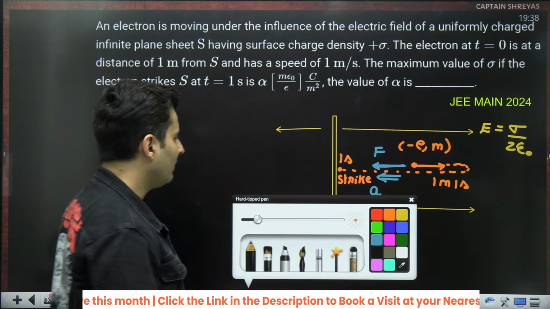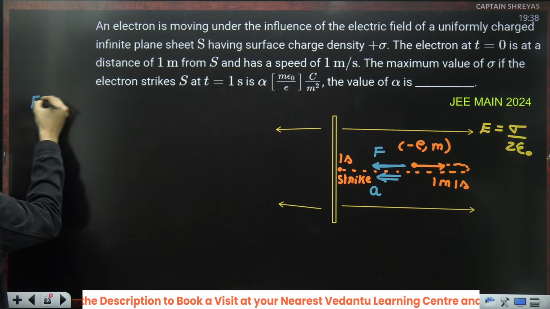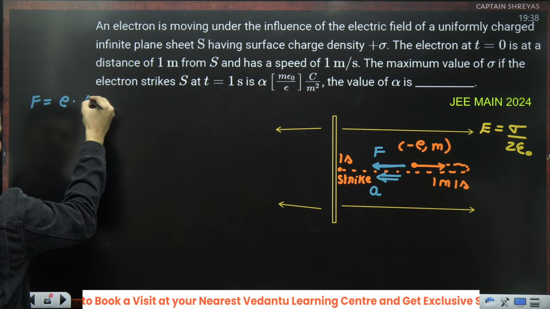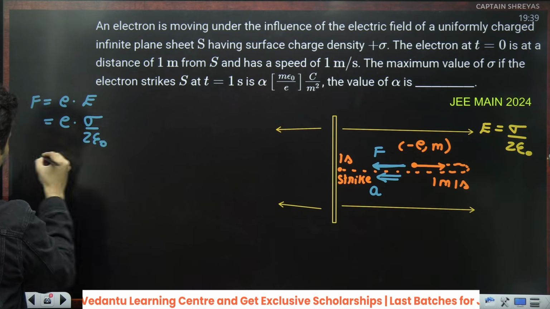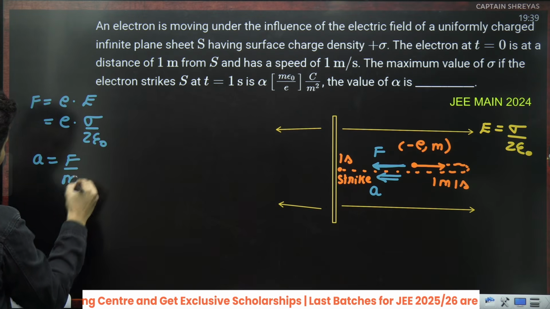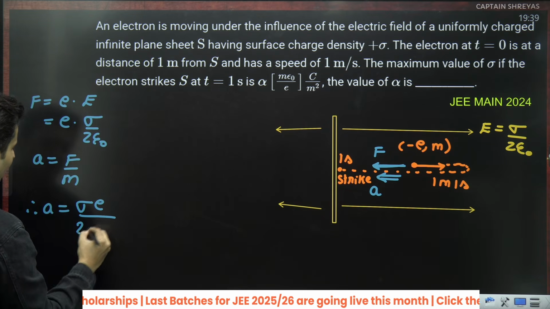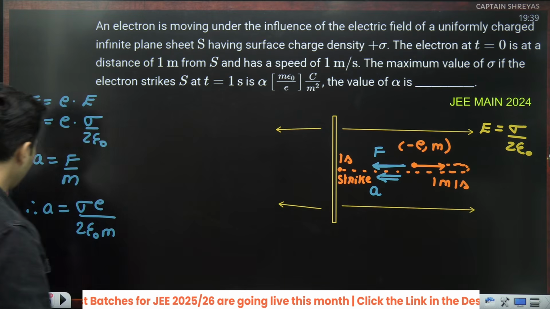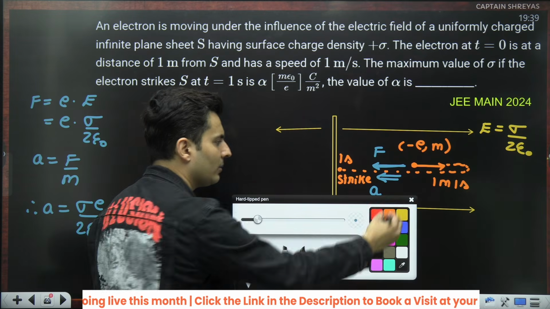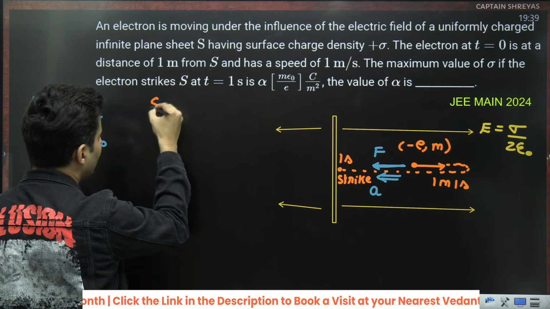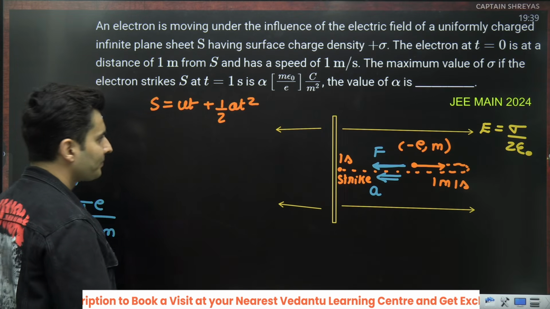Okay, so let's start by finding the acceleration. But before that, the force. Force is the charge multiplied by the field. The field is sigma by 2 epsilon naught. Acceleration is force by mass. So acceleration will be this entire thing, which is sigma e divided by 2 epsilon naught m. I know the acceleration, I know the time, I know the displacement. So I think I'll have to use the kinematic equation, which is S is ut plus half at square.